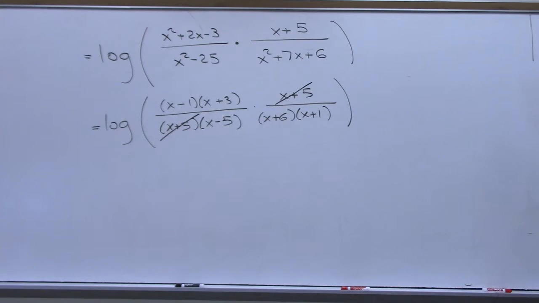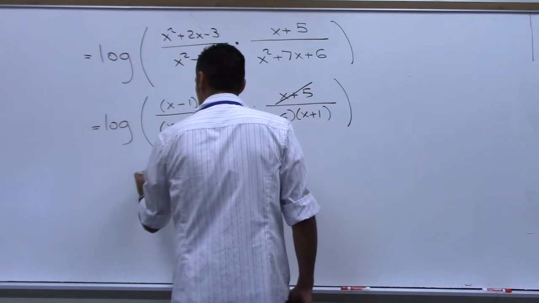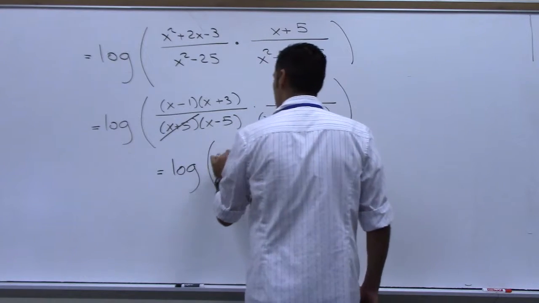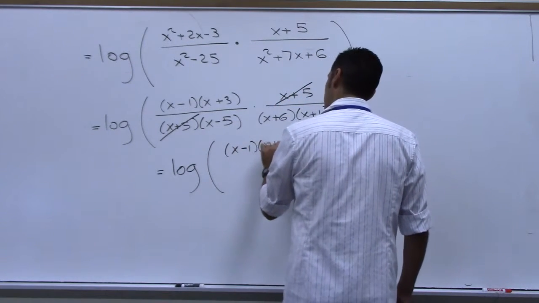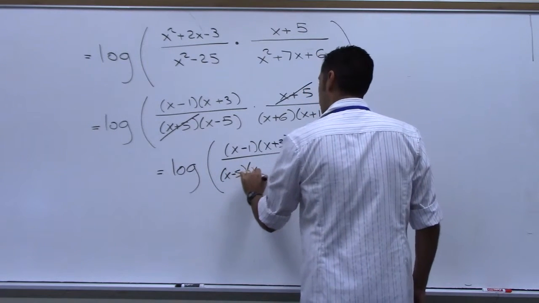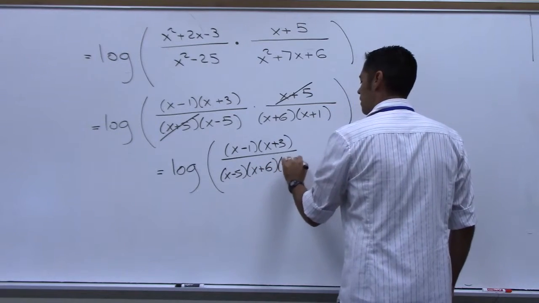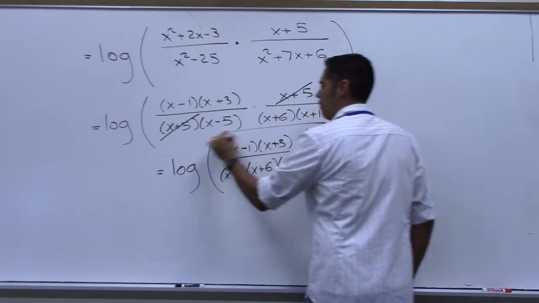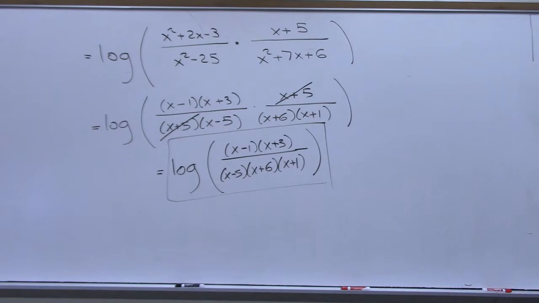What about the x plus 1? That's an x minus 1. So you don't have to multiply it back together. You could, it's not incorrect to multiply it together. You can leave it as x minus 1, x plus 3 over x minus 5, x plus 6, x plus 1. There you go. We good? Okay.